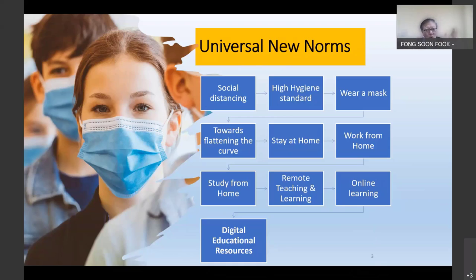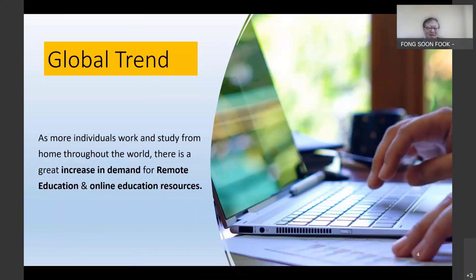Are we coming back to the old norm? Do you think we will ever go back to the old norm? Online learning is the in thing at the moment, the whole world through. And because of online learning and the remote teaching and learning environment, all the educational resources are digital. So this is where digital educational resources have very much to do with OER, Open Educational Resources. This is a trend as more individuals work and study from home throughout the whole world, there is a great increase in demand for remote education and online education resources.